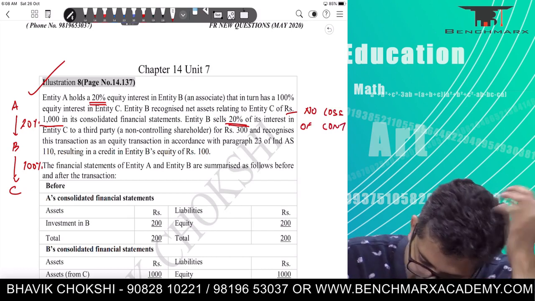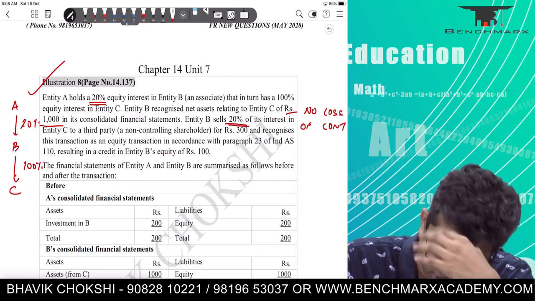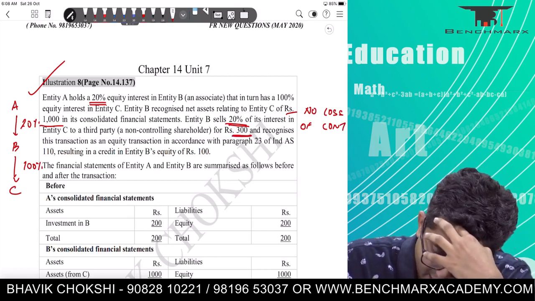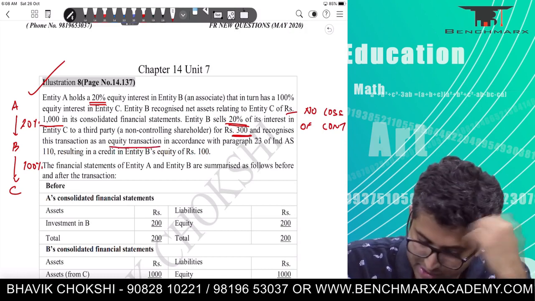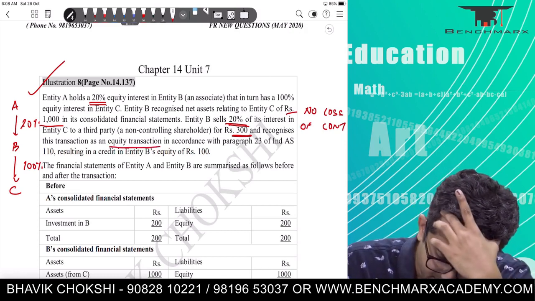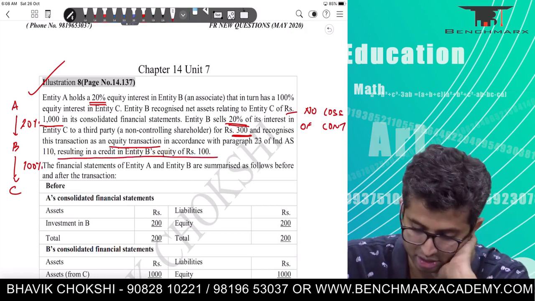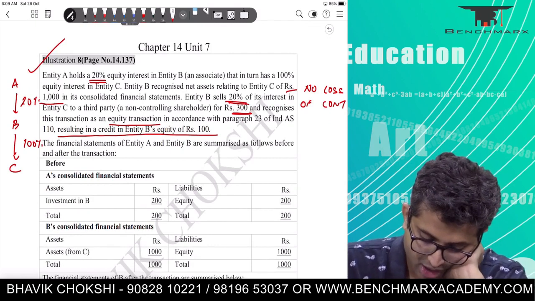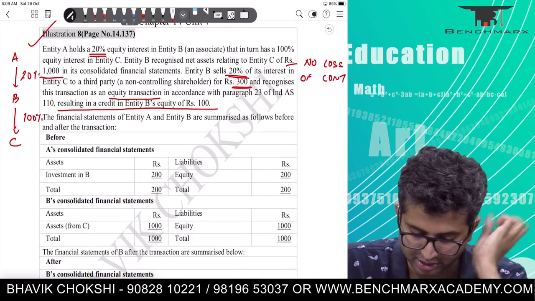No loss of control. Entity B sells 20% of its interest in C to a third party who is a non-controlling shareholder for 300, and recognizes this transaction as an equity transaction. That is also correct. We just discussed that some time back in accordance with some para of Ind AS, resulting in a credit to B's equity of 100. The financial statements of A and B are summarized as below after the transaction.